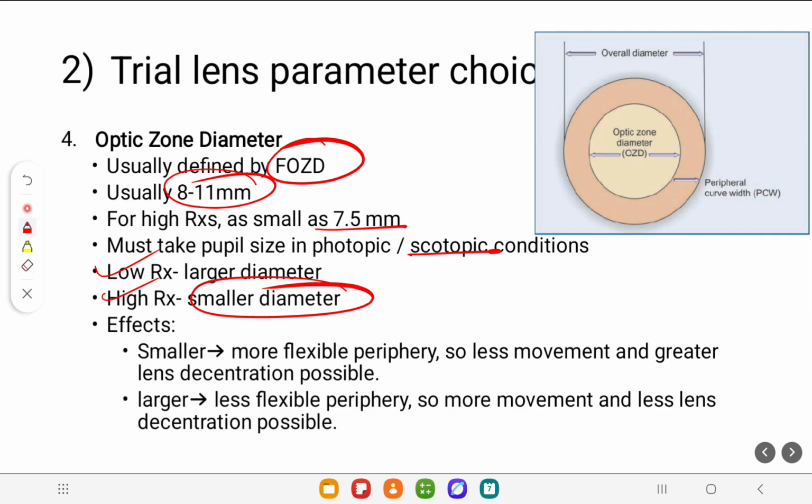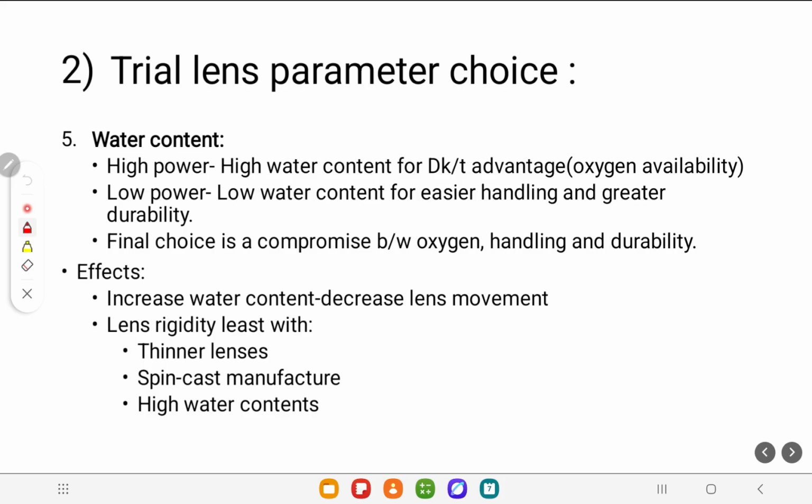In case of higher Rx, we must check whether the pupil is covered completely by the FOZD at scotopic condition or not. So with a smaller FOZD, the effect is a more flexible periphery, so less movement and greater lens distortion is possible. With a larger FOZD, there is less flexibility of periphery, more movement and less lens distortion. It's the same as increasing total diameter.